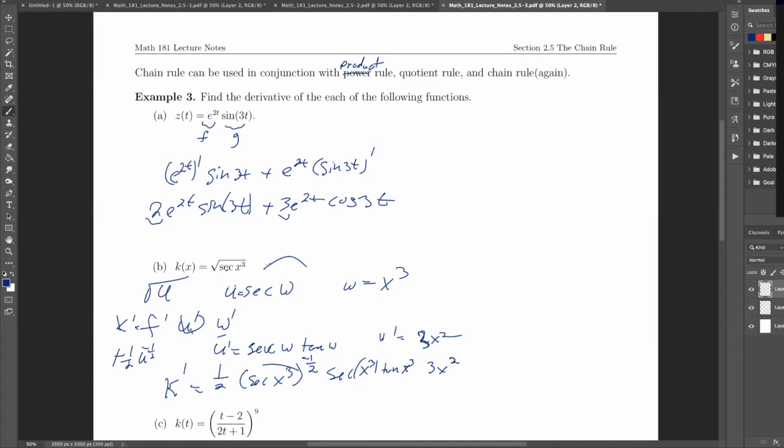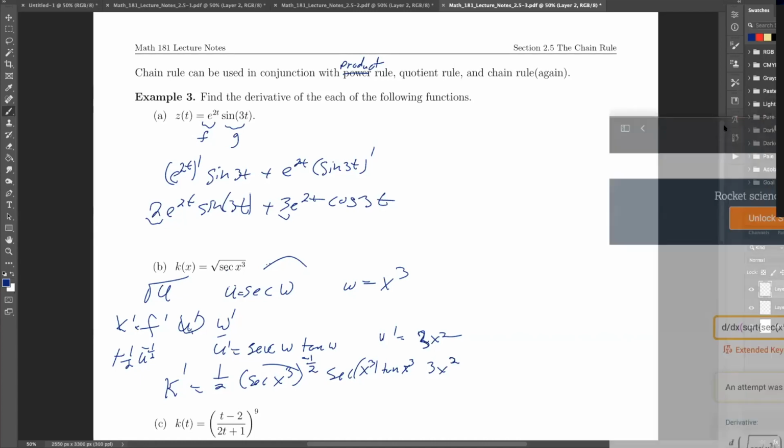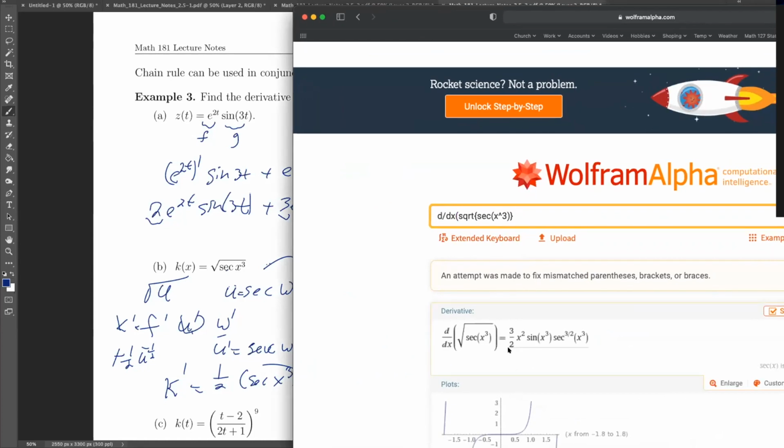See if I can get this to do what I want it to do. Oh, did not do what I wanted it to do. You're not doing as I ask you to do. Do as I ask you to do. All right, and notice here, that's what we get.